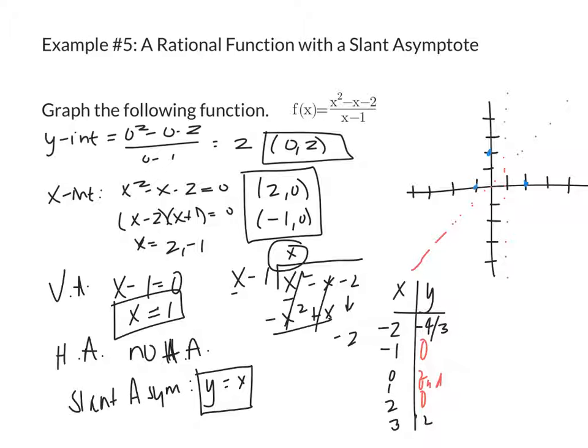From there, we should plot any other ordered pairs that we found. The other ordered pair we found was negative 2, negative 4/3. Negative 4/3 is like negative 1 1/3, so that's down here, really close to that line. The other one we found is (3, 2). So essentially this graph is going to hug the asymptotes.